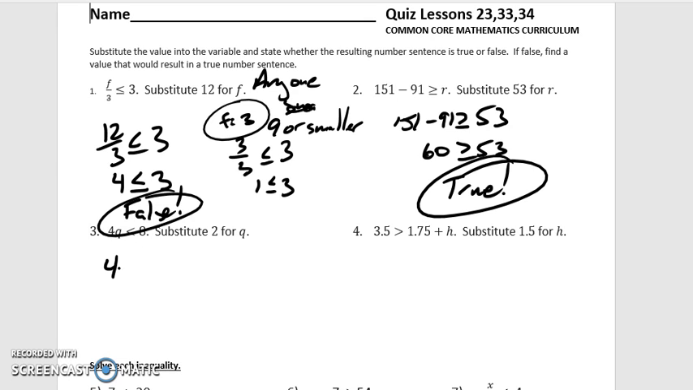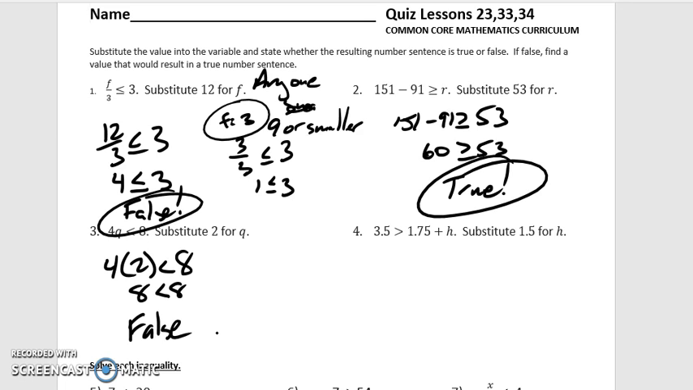All right, question number 3. 4q is less than 8. So 4 times, and we're plugging in 2. Again, the idea is you just plug it on in. Can you do anything here? Yeah, I can do 4 times 2. That's 8. So the question here is, is 8 less than 8? No, that is false. It is equal to it, so it's not less than that amount.